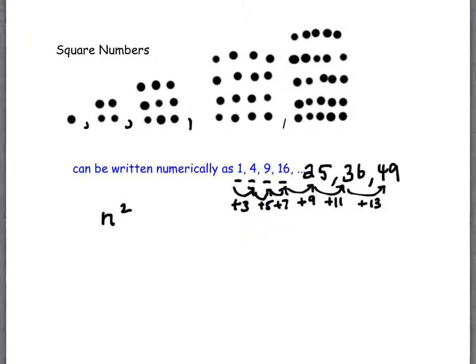And if you didn't see the pattern in this list, you could do it again. 3 to 5 is 2. 5 to 7 is 2. 7 to 9?